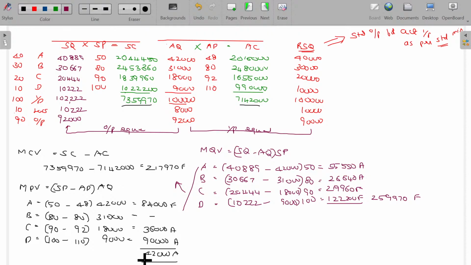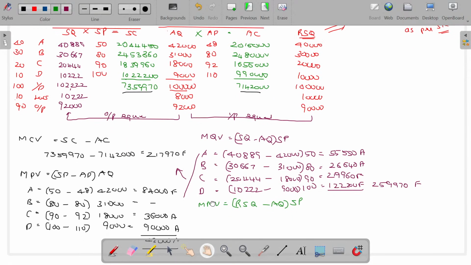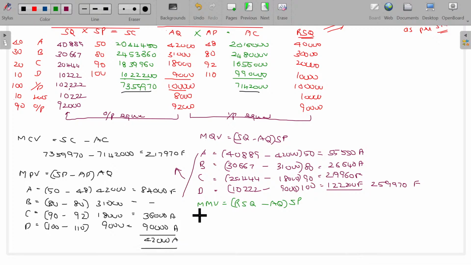Of course, the first three are over. Then we have to go for material mix variance. Under material mix variance, SQ is replaced with RSQ: RSQ minus AQ into standard price. Already explained in detail earlier what is called RSQ. So now I can solve just like that for A, B, C, D. RSQ being this one: 40,000, 30,000, 20,000 and 10,000.